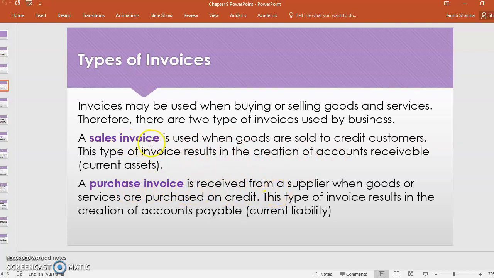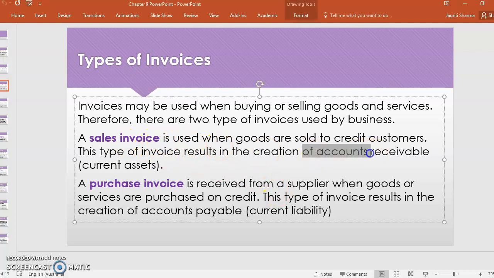Now the sales journal is your accounts receivable, and it is a current asset. Purchase invoices are for when you're purchasing goods from another supplier, so you need to pay them money. It is counted as accounts payable, which comes under your current liability.